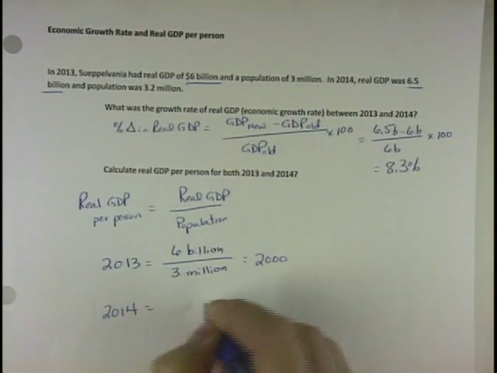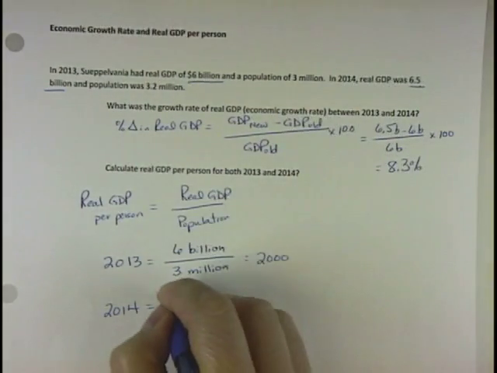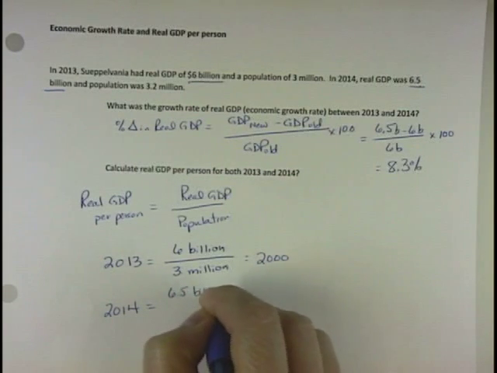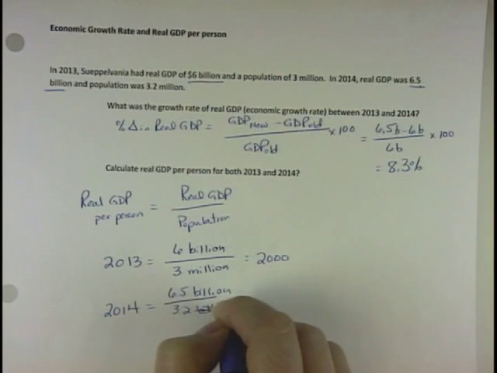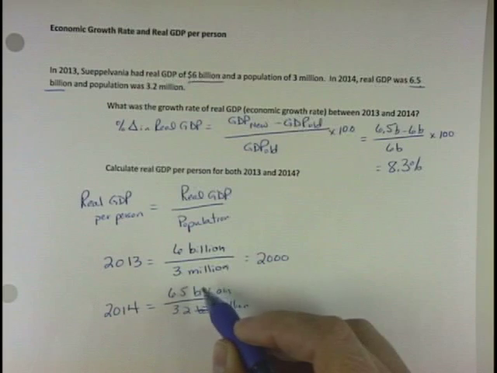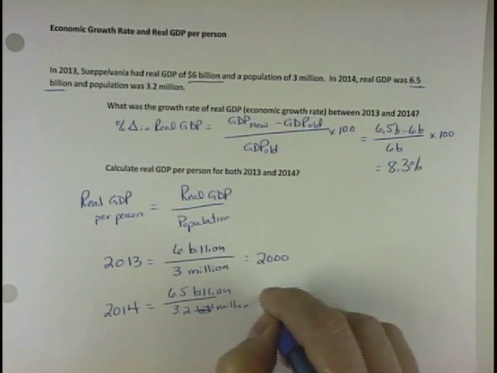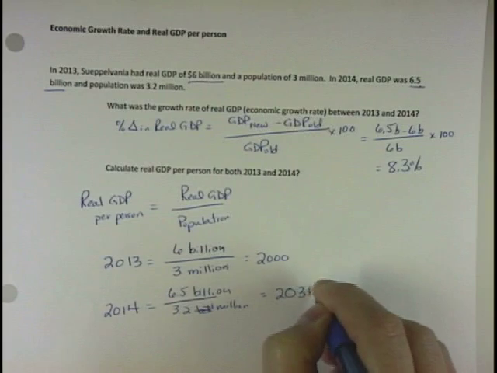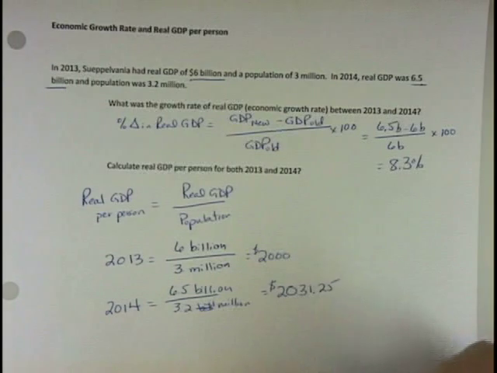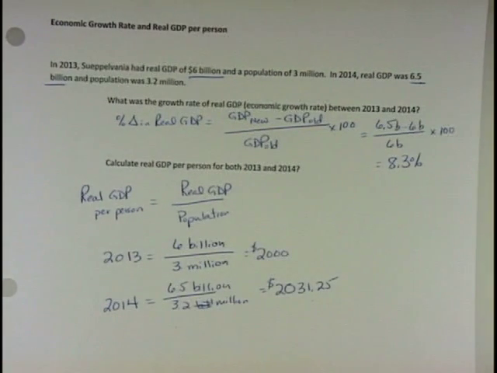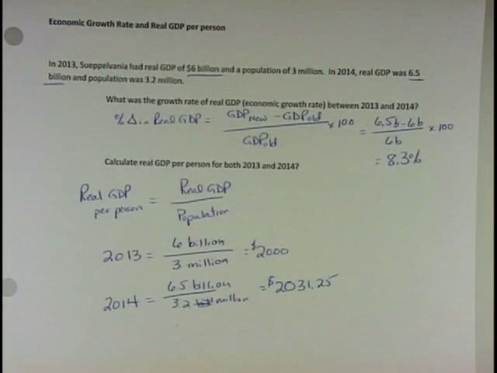Okay, so 2014, we're going to do 6.5 billion divided by 3.2 million. Okay, we divide 6.5 billion by 3.2 million, we get 2,031.25. Okay, since real GDP per person is growing, we can say that this nation's standard of living is growing. When the real GDP per person increases, then there's more production per person, which says on average our standard of living has improved.